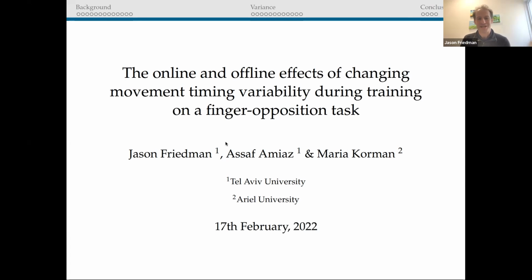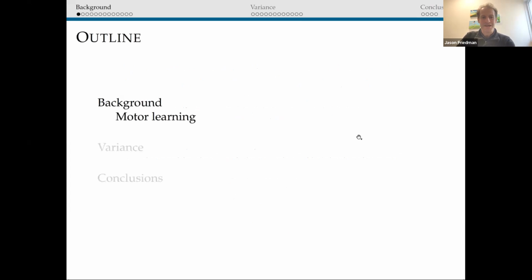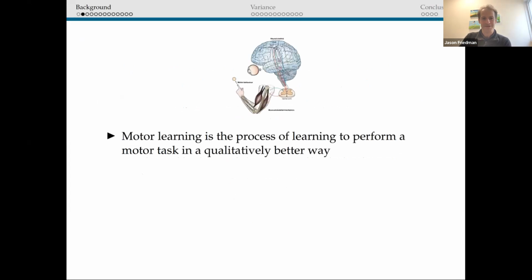Okay. So today I'm going to be talking to you about the online and offline effects of changing movement timing variability during training on a finger sequence task. I'll give a little bit of background about motor learning, just to add on what we've heard so far, and then I'll talk about the particular experiment we did, trying to change the variance in a motor learning task and to see what its effects are.